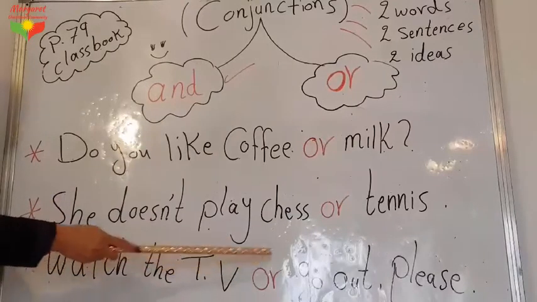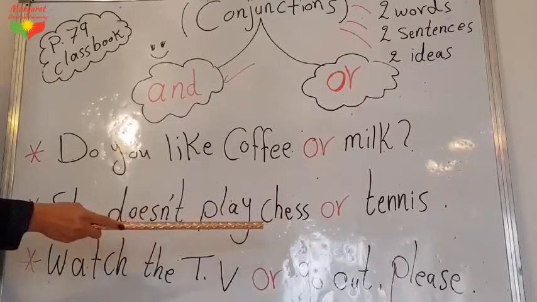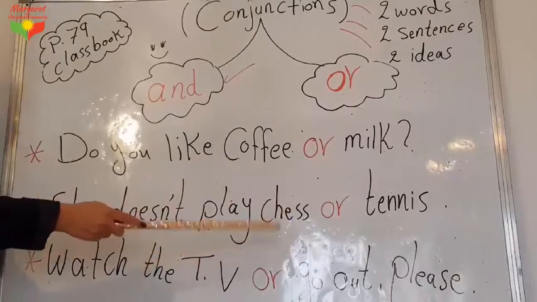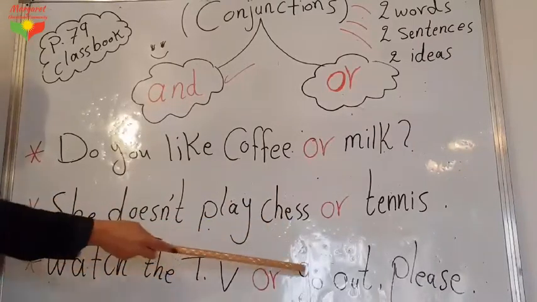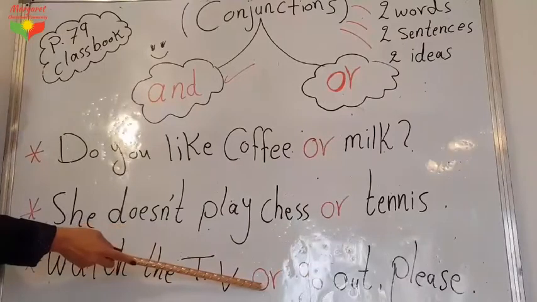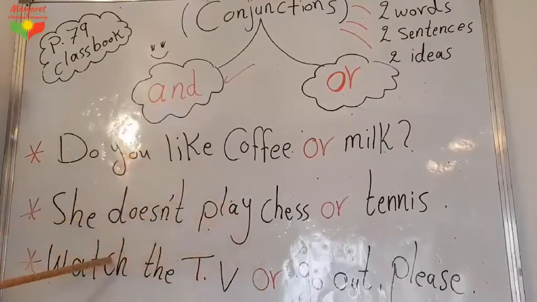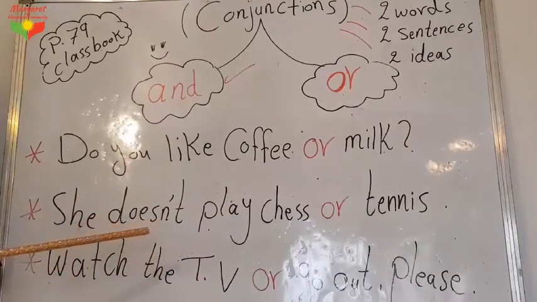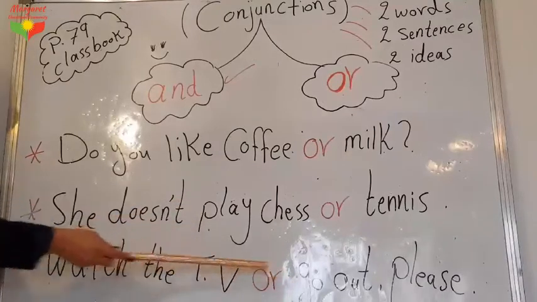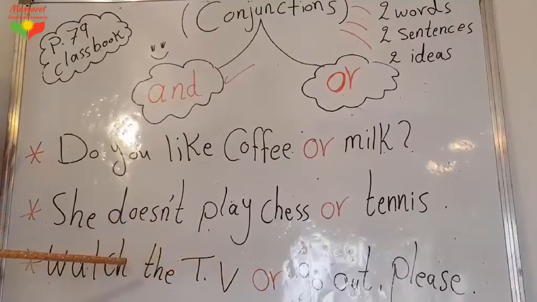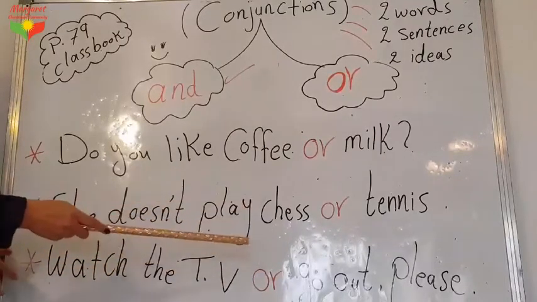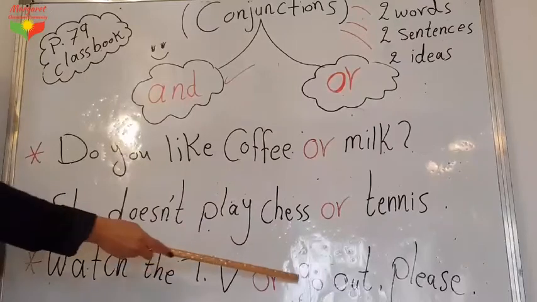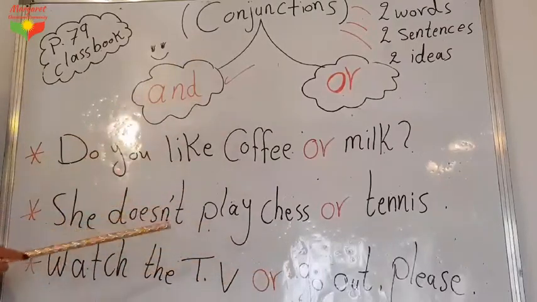The third one and the last one. Watch the TV or go out, please. Okay? Watch the TV or go out, please. Here in this sentence, I join these two short sentences by using or, conjunction or. So I suggest somebody or someone. I told him, watch the TV or go out, please. So the person should choose one of the options. He should choose watch the TV with me or he wants to go out. Okay, so the person should choose one of the options, and that's about or.